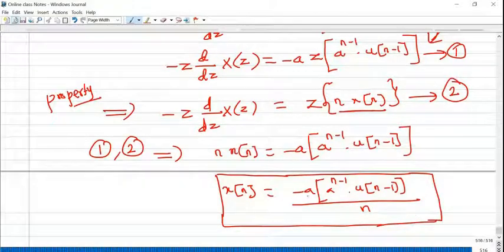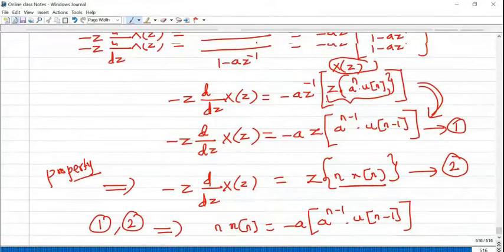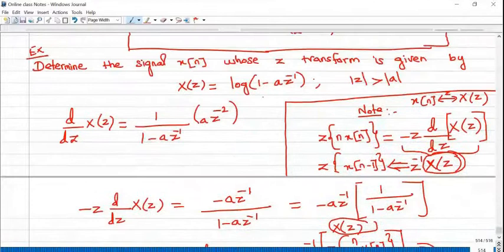You may multiply this minus a inside. Further, you can simplify this. So you will get minus a power n u of n minus 1 divided by n. Okay. So using properties also, we can find the inverse Z transform.